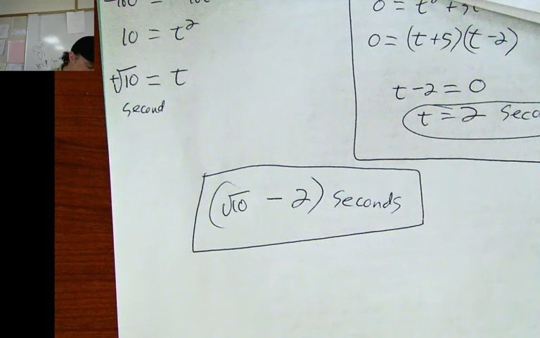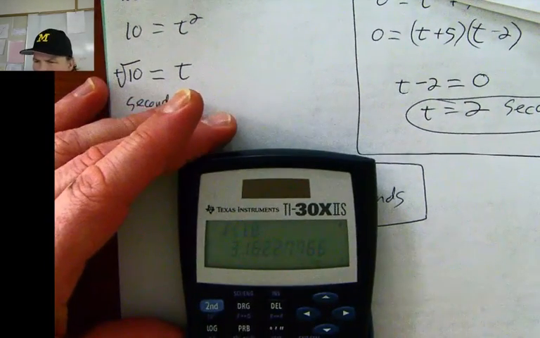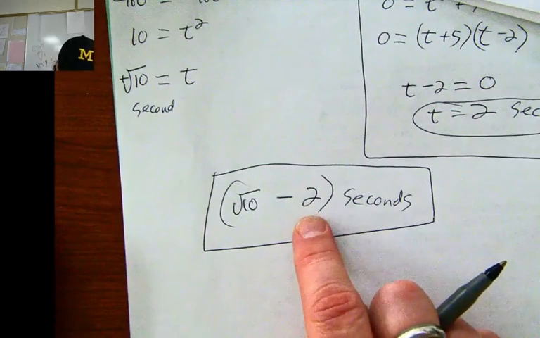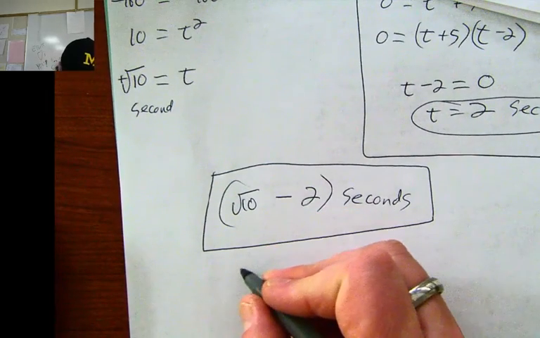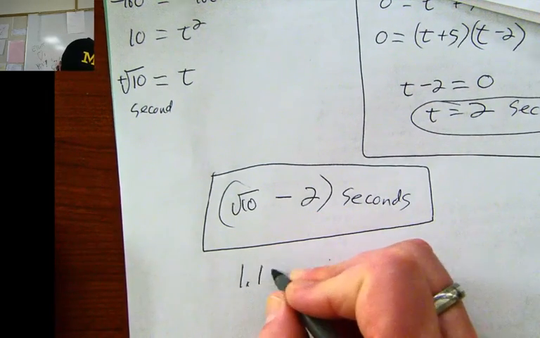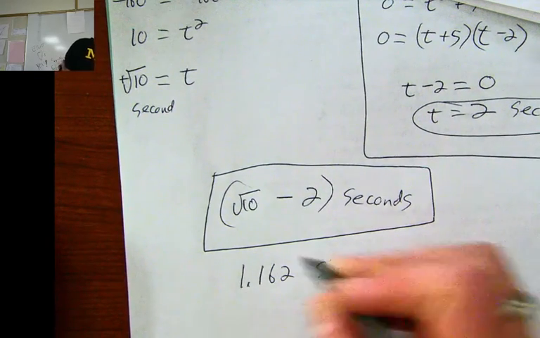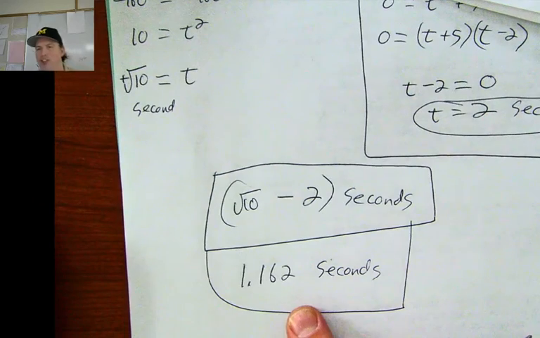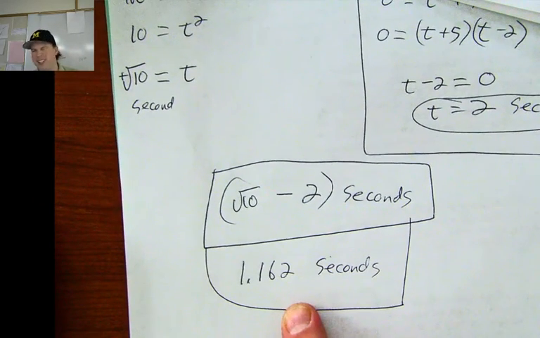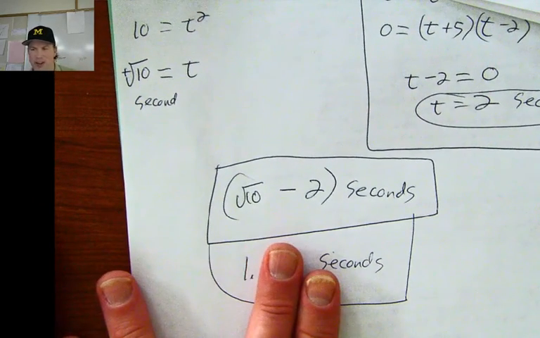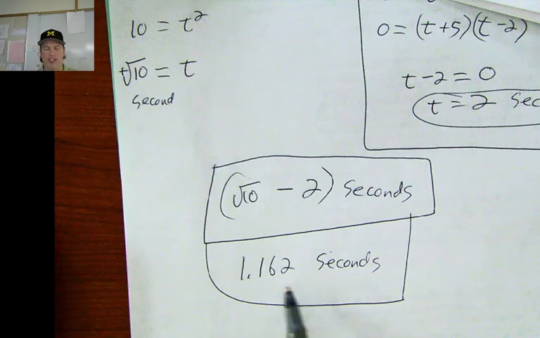So you work out a decimal. Square root of 10 works out to be 3.162. And if you subtract 2 from that, you end up with 1.162 seconds. I might even just say 1.2 seconds. I wouldn't say 1 second. I'm not sure 1 second's accurate enough. But tenth, hundredth, thousandth of a second.